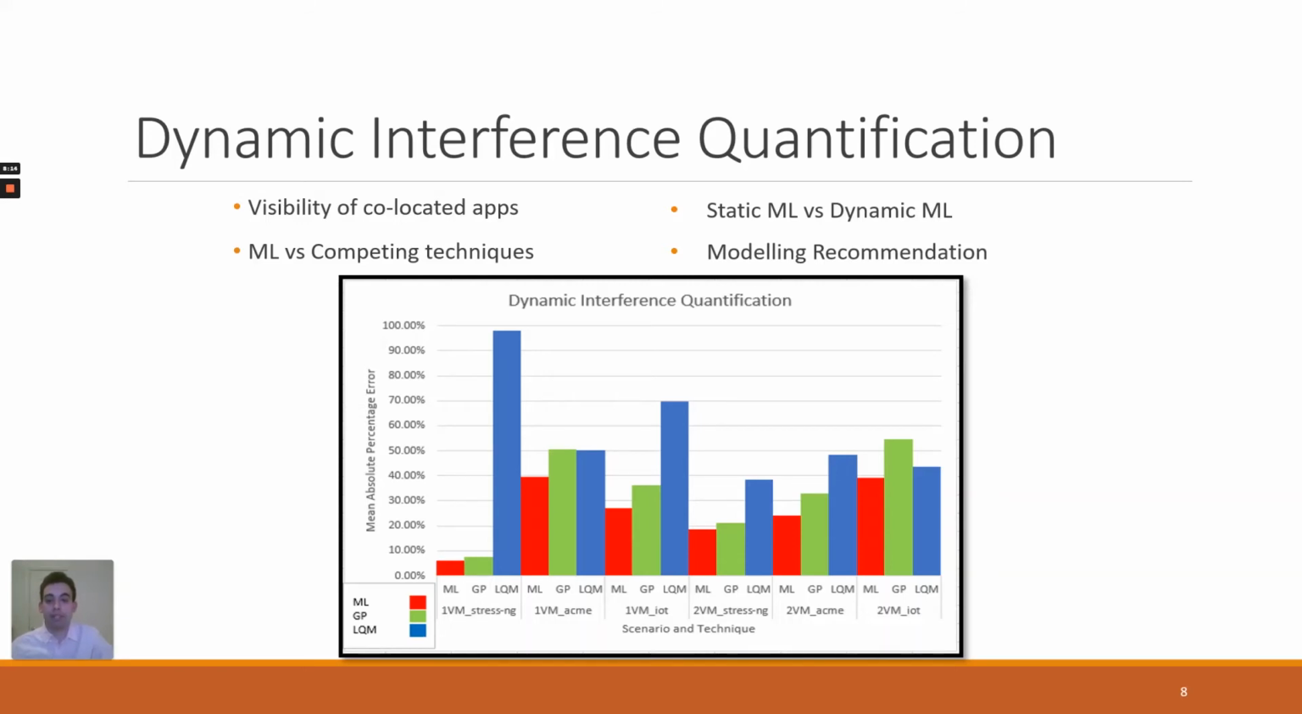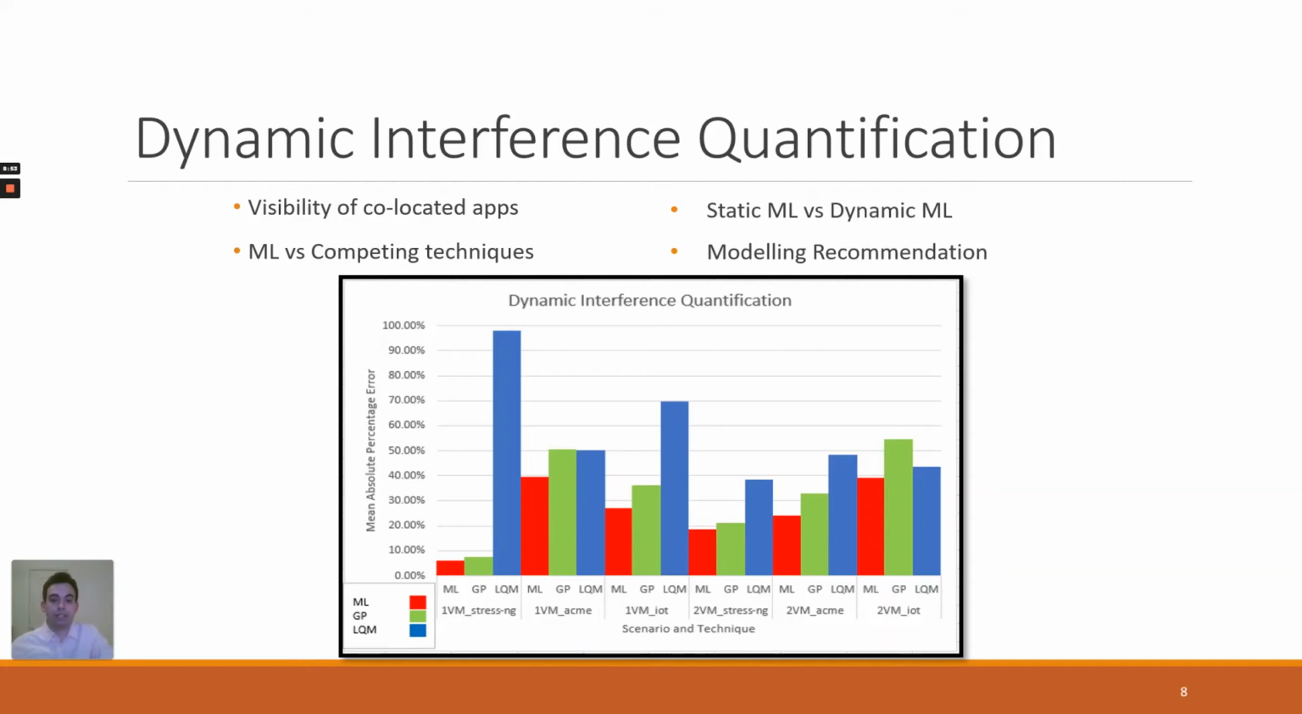As a competing technique that is also dynamic, we leverage the Gaussian process model with a sliding window deployment strategy. We further evaluate our dynamic ML technique against the layered queuing model, which itself is static. Our dynamic ML technique outperforms competing techniques in mean absolute percentage error by 1.45% to 92%. Gaussian process comes in second place and outperforms layered queuing models in 4 of the 6 scenarios.